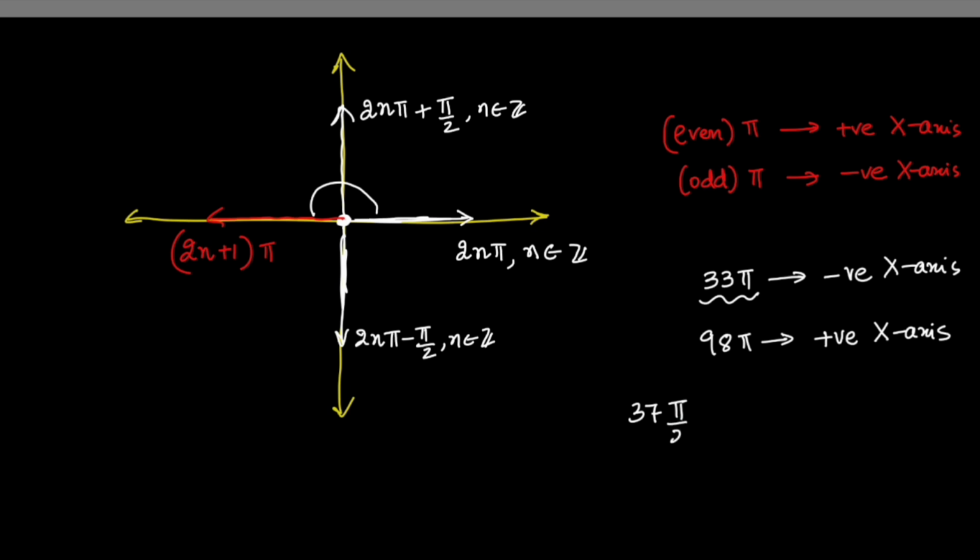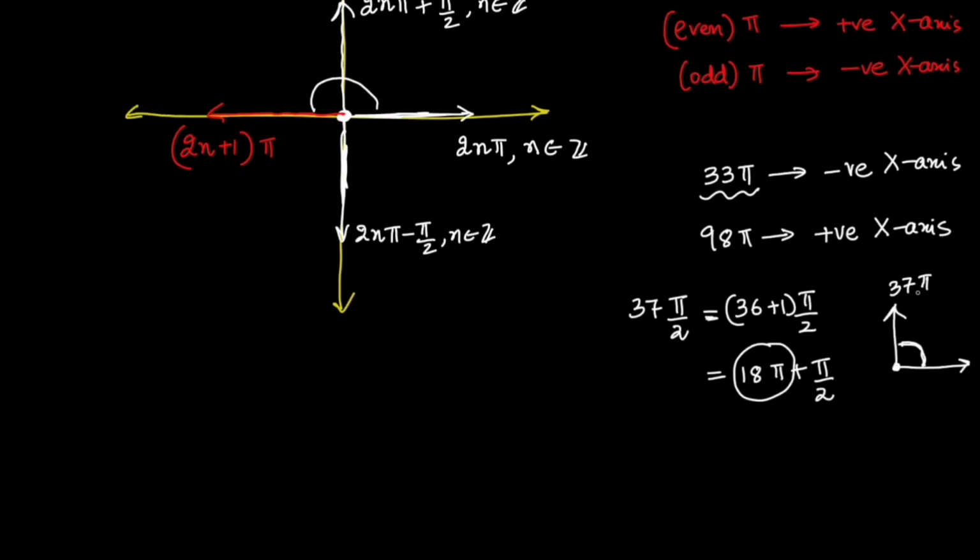37π/2, let's say. For this angle, 37π/2 means we start with the initial position and rotate by 37π/2. Where would be the terminal position? If that question is asked, we can do it in this particular manner. 37π/2 means the nearest multiple of 2 here would be 36, plus 1, into π/2. So this is 36π/2, which is 18π, plus π/2. 18π is an even multiple of π, right? An even multiple of π means the positive x-axis. From there an extra 90 degrees. So for 37π/2, the terminal portion would be along the positive y-axis.